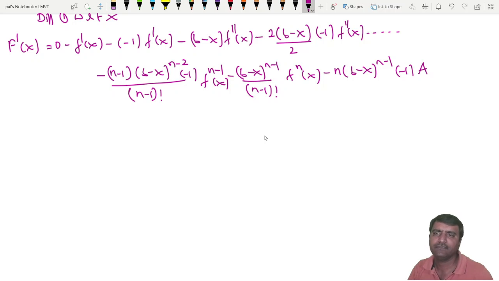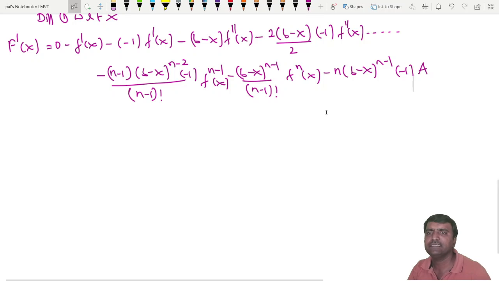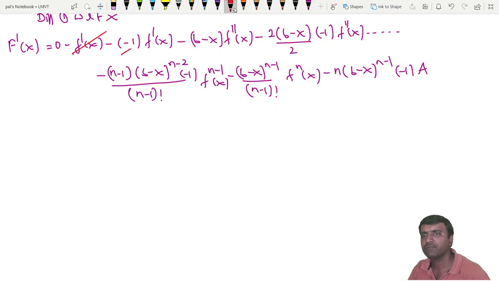K is a constant. Here you see this is minus f dash of x and this is plus f dash of x, so this minus f dash of x cancels with this plus f dash of x. Both cancel. Again here the 2 and 2 cancel, minus of minus plus (b minus x) into f double dash of x. Here plus (b minus x) into f double dash, there minus (b minus x) into f double dash, so like that it cancels. In the same way all terms cancel up to here, so the remaining are only these two terms.